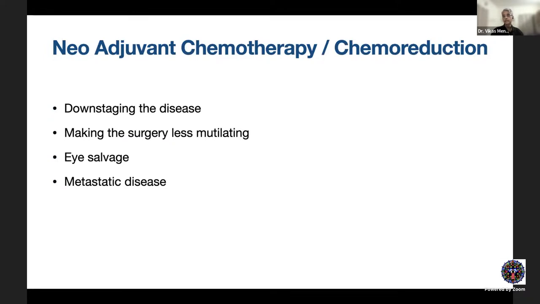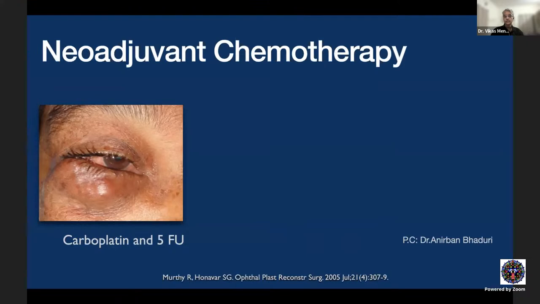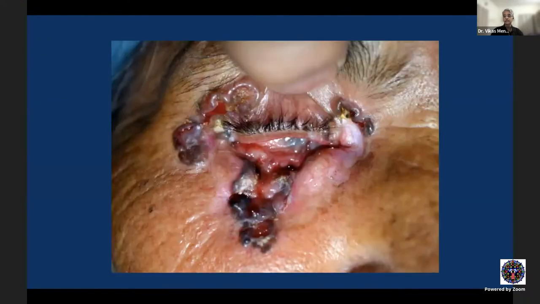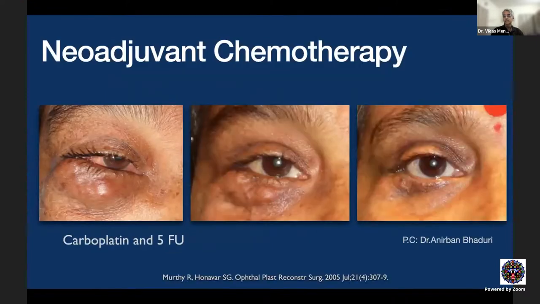And with neoadjuvant chemotherapy in an extensive disease, you're also somewhere tackling microscopic metastasis and probably reducing the incidence of metastasis, although that is still debatable. So what is used commonly is carboplatin 5-FU, which was published first by Dr. Murthy and Dr. Honavar only. And this is one example of neoadjuvant chemotherapy being given for a patient with a large eyelid sebaceous gland carcinoma extending up to the lateral canthus. So you can see that after 3 cycles of chemotherapy, the tumor has shrunk significantly, and this time it was removed locally with surgical excision and subsequent reconstruction and radiotherapy. So the patients are doing fine.